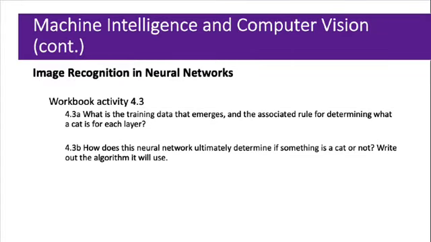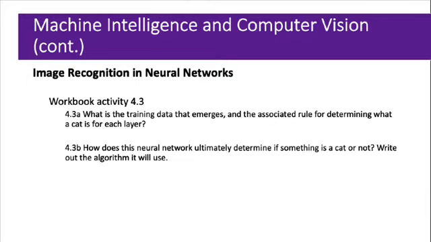Let's look at workbook activity 4.3 now. So you've just reviewed 5 layers of training data, experiencing essentially how a machine might learn what a cat is in order to identify it and distinguish it as cat or not cat. So now, complete the associated table in the workbook by answering the following questions.